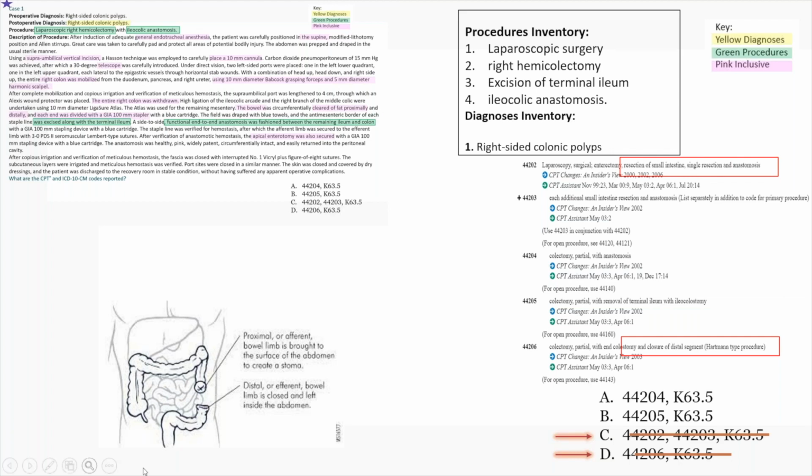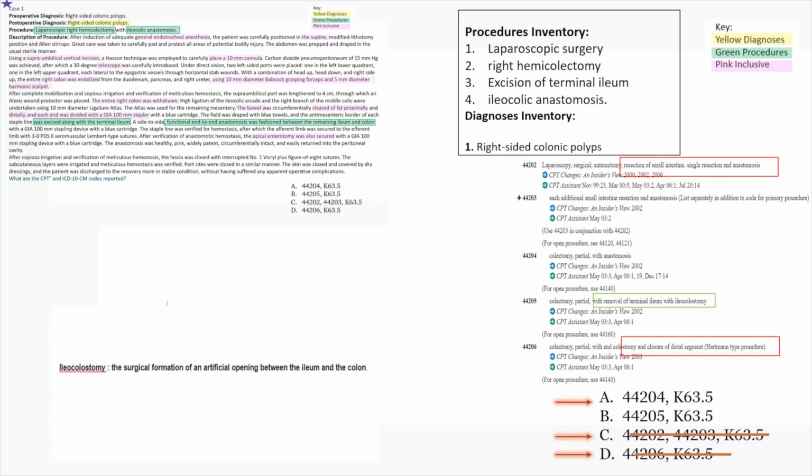Now the remaining two options, the ones where we had a split, are option A and option B. Let's look at what option A and B are coding for. 44204 is coding for colectomy, partial, with anastomosis, and 44205 is coding for colectomy, partial, with removal of terminal ileum with ileocolostomy. Well, I would say option B is the correct one, because first, ileocolostomy.